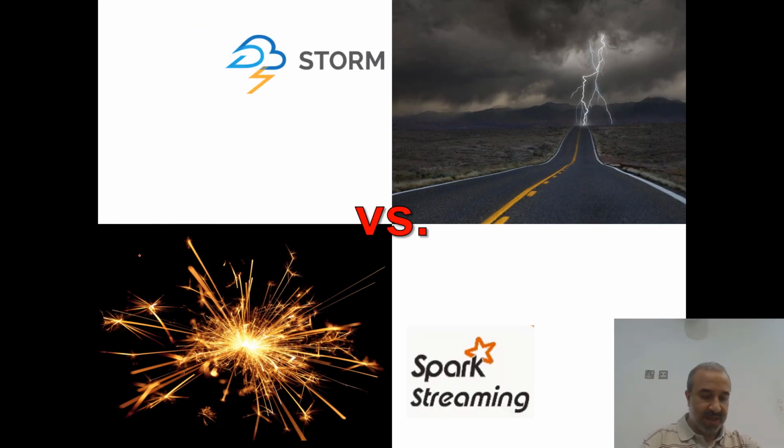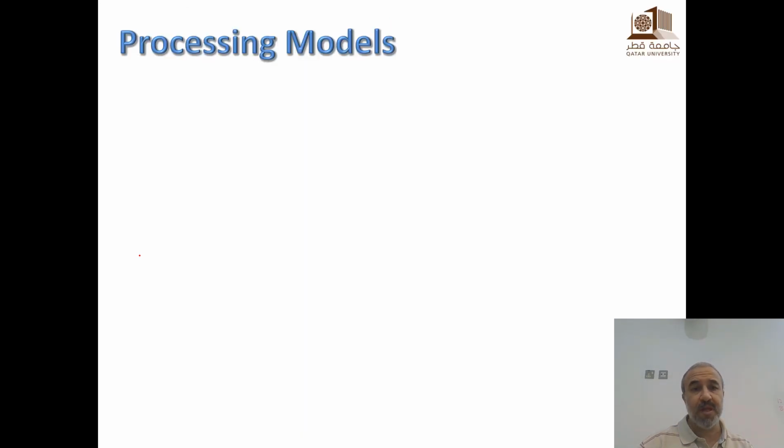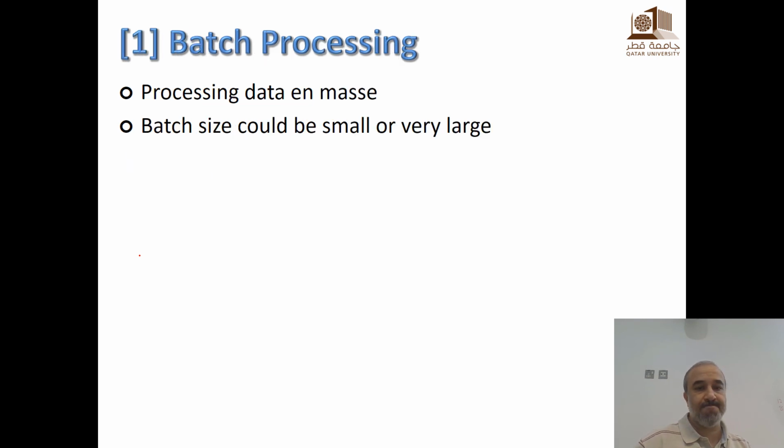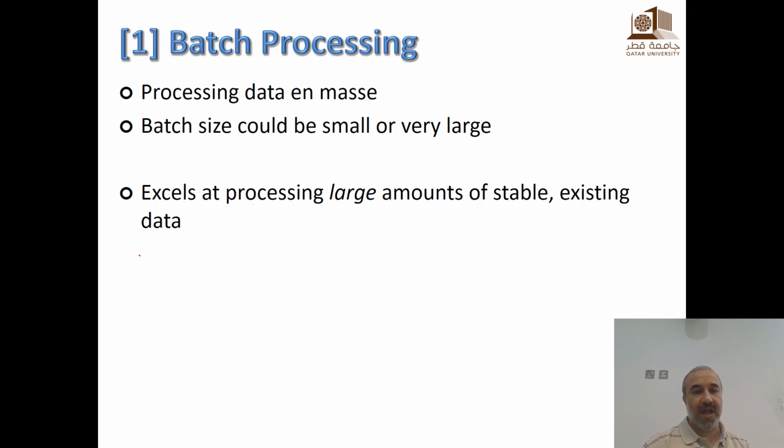Okay, so what remains is a quick comparison between Storm and Spark streaming. In terms of processing model, we have batch processing, stream processing, and micro batching, and this is what we covered in class, right? Batch processing. In batch processing, we process the data en masse at once. The batch size could be small or very large, and of course, batch processing frameworks excel when we have a really large amount of stable existing data. That's why it's called batch.